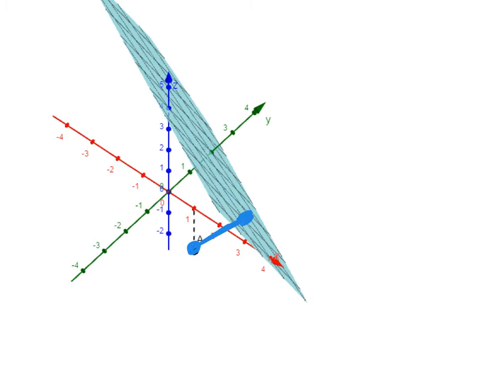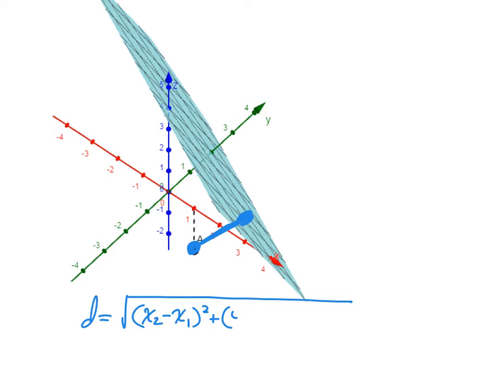We know the distance formula. The distance between 2 points in space, depending on what the points are, could be easy to find or maybe not so much. But distance is equal to the square root of x2 minus x1 squared plus y2 minus y1 squared. That's if you're in 2 space. In 3 space, we throw the z component in there. Now, what I want to do is minimize this distance.